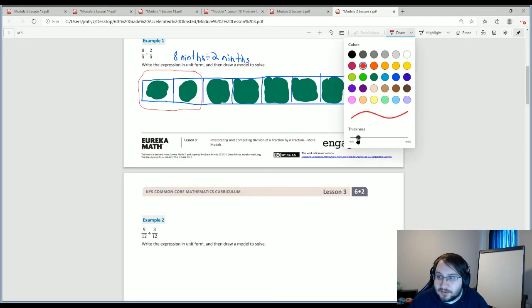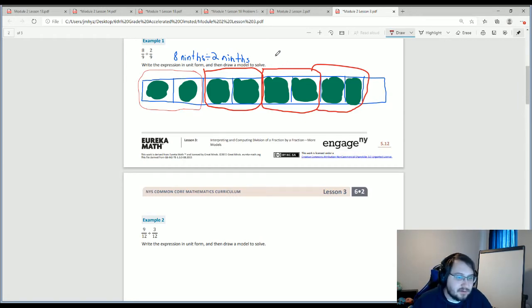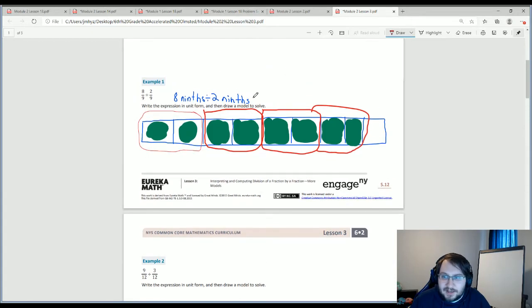I'm going to make this a little thicker. This right here is a group with size 2/9. This right here is a group of size 2/9. And lastly, this right here is a group of size 2/9. So how many total groups do I have of size 2/9? I have 1, 2, 3, 4. So 8/9 divided by 2/9 is going to give me 4.